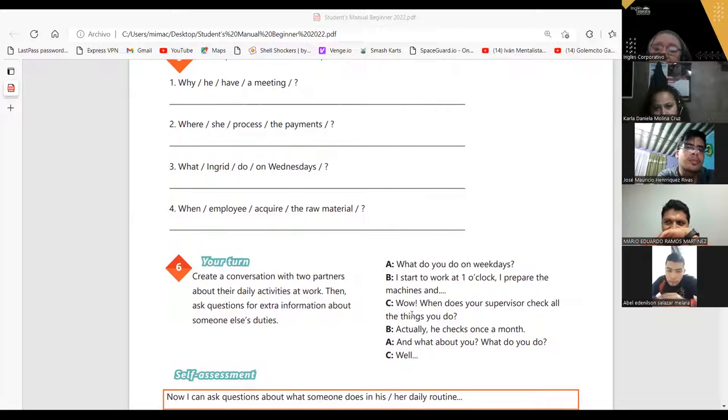When does your supervisor check all the things you do? Actually, he checks once a month. And what about you? What do you do?